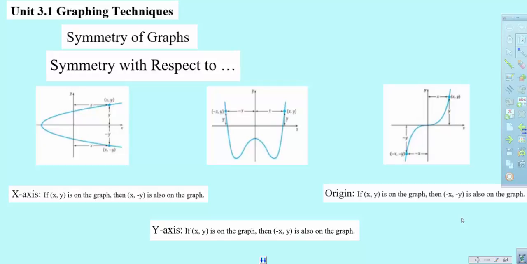All right. So, symmetry. Symmetry is the topic of discussion for this particular video, and so we want to be able to talk about the idea of symmetry within a graph. And so there are three types of symmetry.